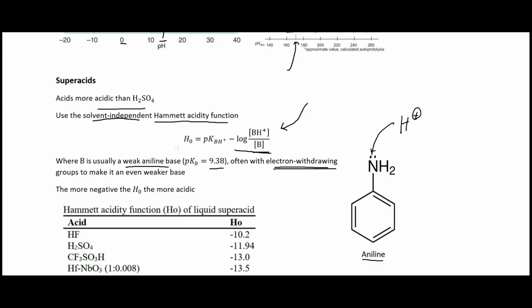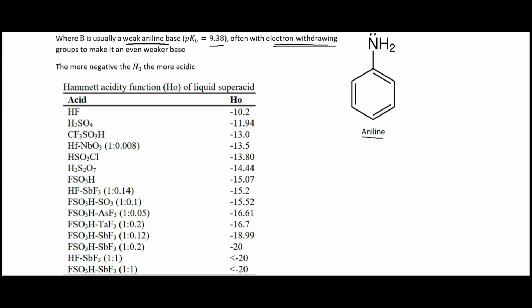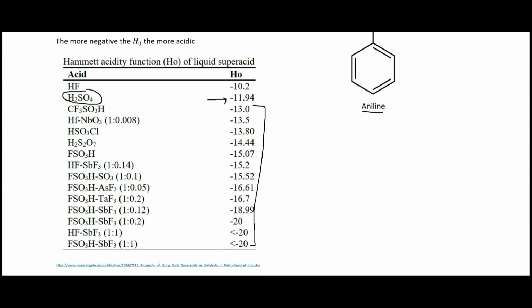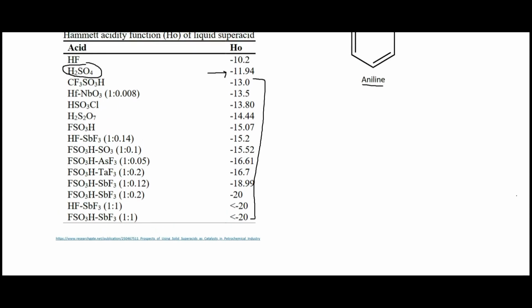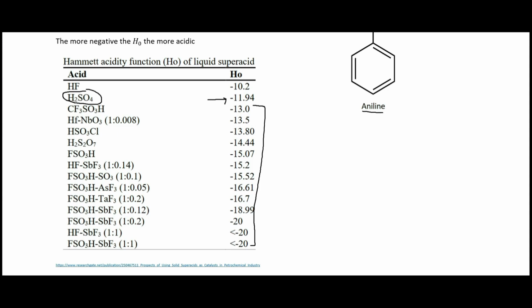So the more negative this H sub naught here, the stronger the acid. We have our reference here, sulfuric acid, which has an H sub naught that hovers around -12. And so we see that we have all these superacids here. These are acids that are even stronger than H2SO4. And these superacids can be used in various things as catalysts.